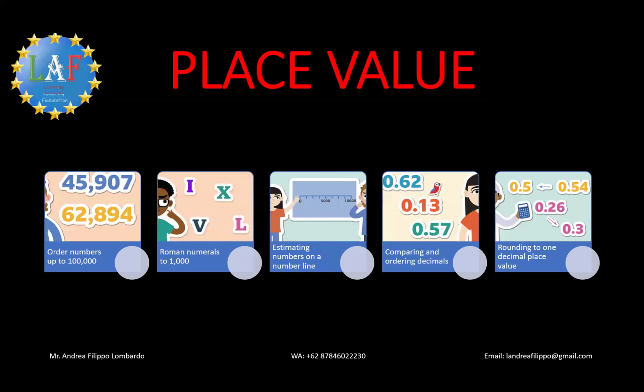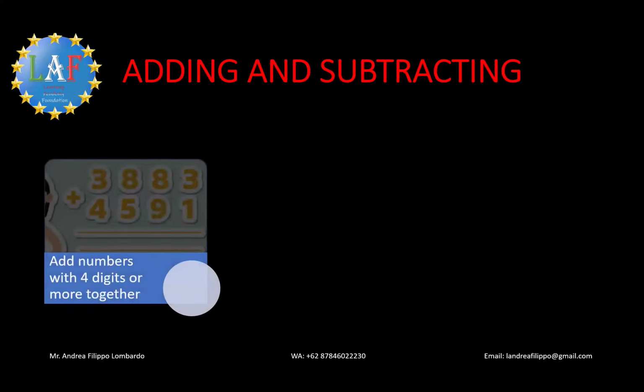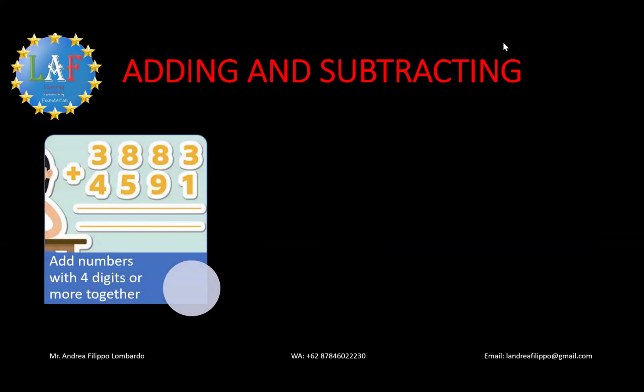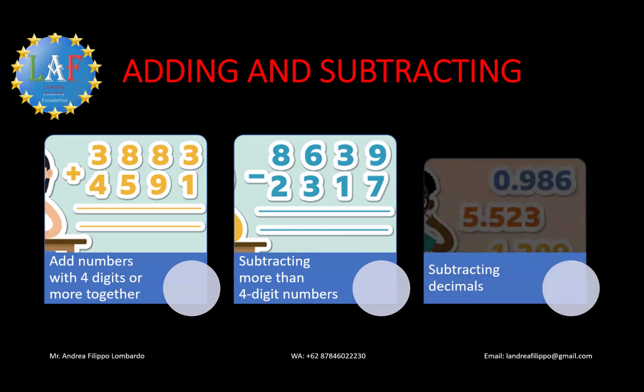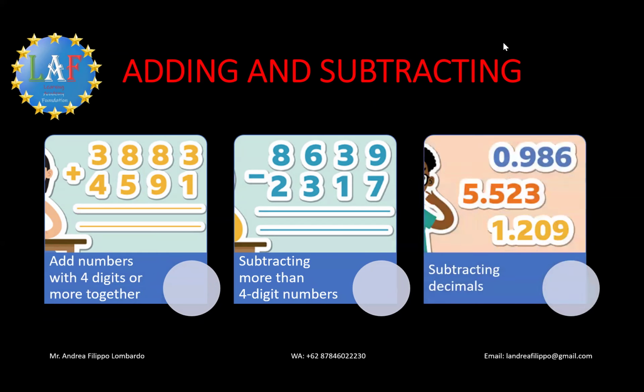The next section will be about adding and subtracting, where the students will discover how to add more than 4 digits together. They will learn about the column method and use it to subtract numbers with 4 or more digits. And finally, how to recognize and work with tens, hundreds, and thousands.